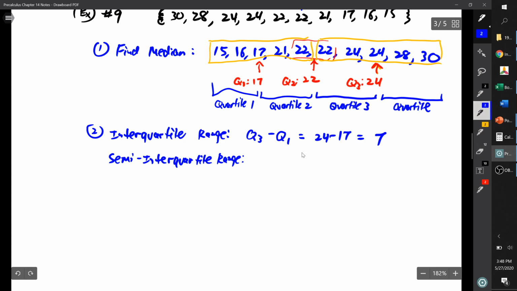The semi-interquartile range is, as the name implies, half of the interquartile range. So this is 7 over 2, or 3.5.